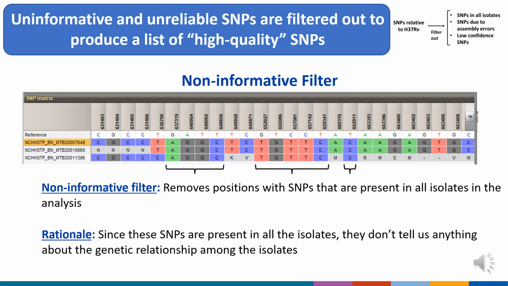The non-informative filter removes positions with SNPs that are present in all isolates in the analysis. Some are indicated here with the brackets. Since these SNPs are present in all the isolates, they don't tell us anything about the genetic relationship among the isolates, so they are removed.